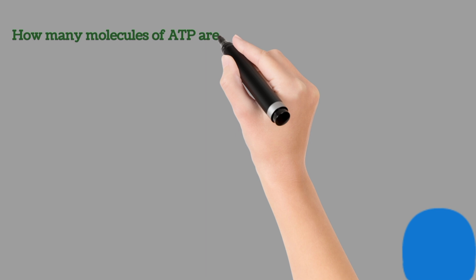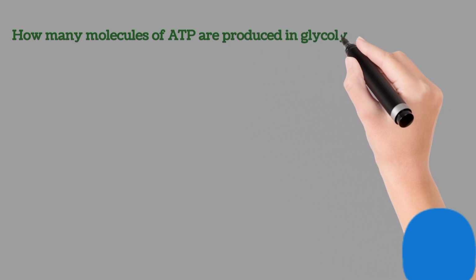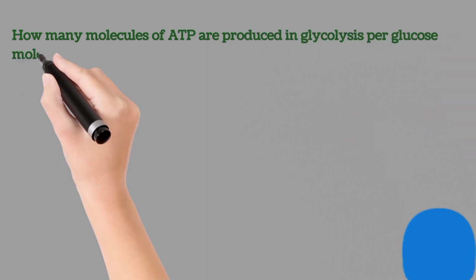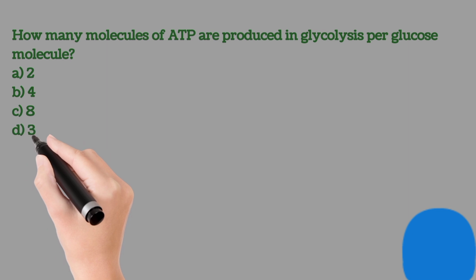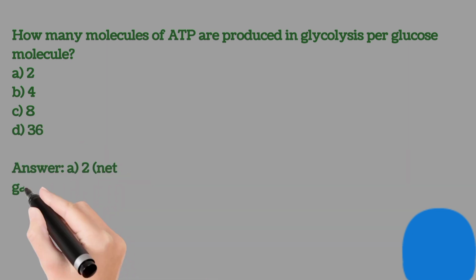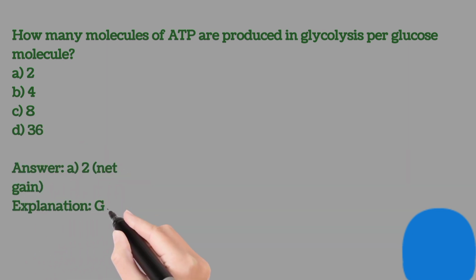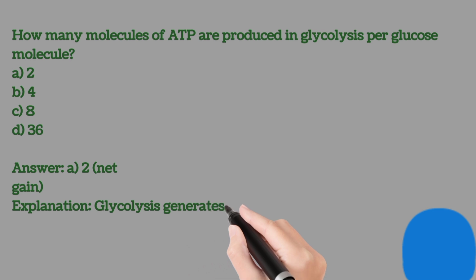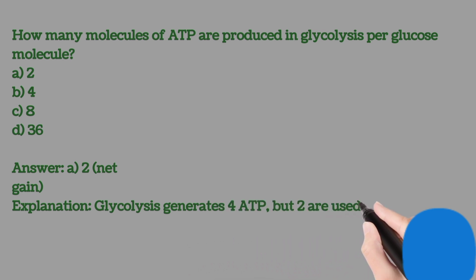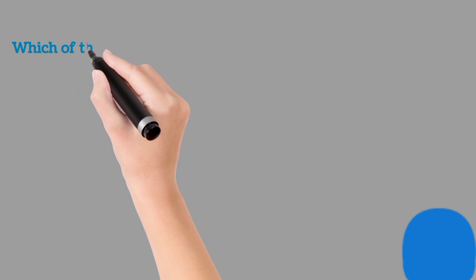How many molecules of ATP are produced in glycolysis per glucose molecule? 2, 4, 8, 36. 2 net gain. Glycolysis generates 4 ATP but 2 are used, so the net gain is 2.